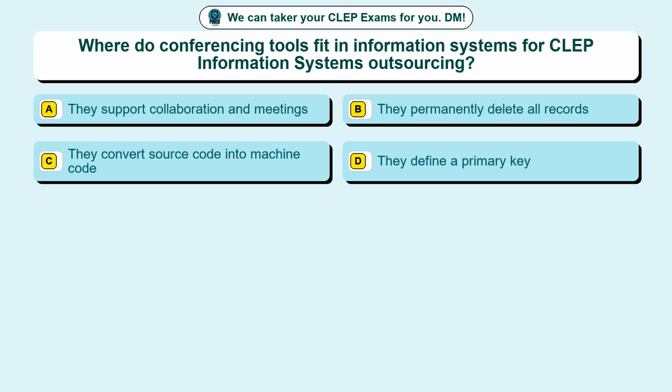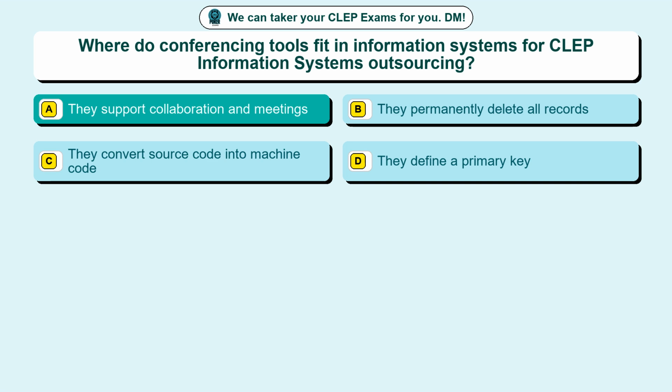Question 5. Where do conferencing tools fit in information systems for CLEP Information Systems outsourcing? Option A. They support collaboration and meetings. Option B. They permanently delete all records. Option C. They convert source code into machine code. Option D. They define a primary key. The correct answer is option A.